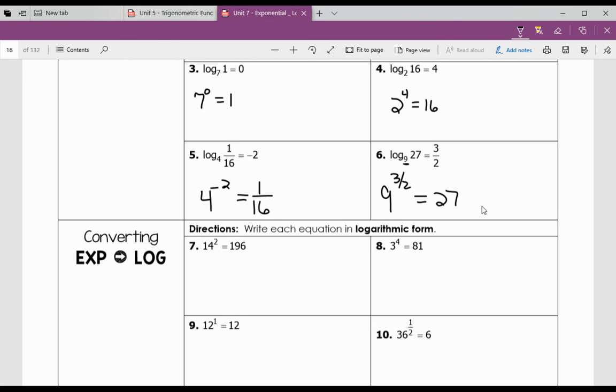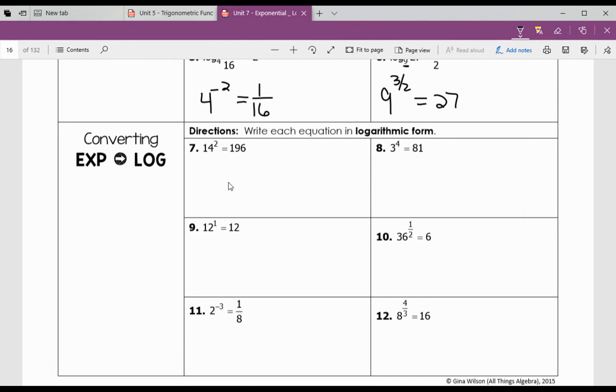Now you can check every single one of these in your calculator. 7 to the 0 will provide a 1. 2 to the 4th provides 16. 9 to the 3 halves power will give you 27. So you can check all of those on your calculator. Now, we're going to go backwards. We're going to write each one of these equations in its logarithmic form. We're not solving it, we're just rewriting it.